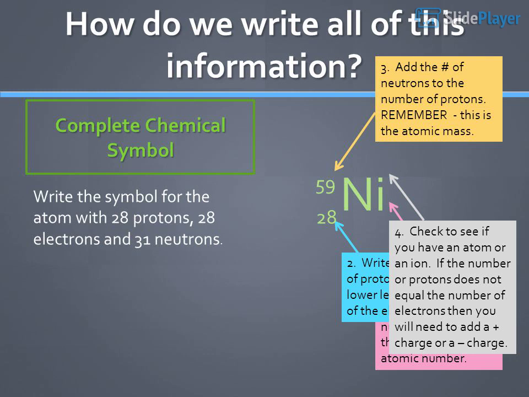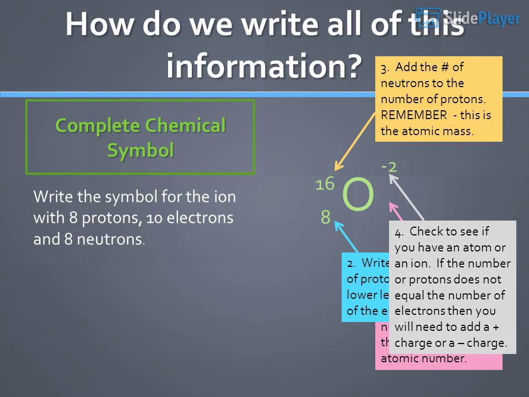Step 2: write the number of protons in the lower left-hand side of the element. How do we write all of this information? Step 3: add the number of neutrons to the number of protons. Remember, this is the atomic mass. Complete chemical symbol: O, 16, minus 2. Step 4: check to see if you have an atom or an ion. If the number of protons does not equal the number of electrons, then you will need to add a plus charge or a minus charge. Write the symbol for the ion with 8 protons, 10 electrons and 8 neutrons.